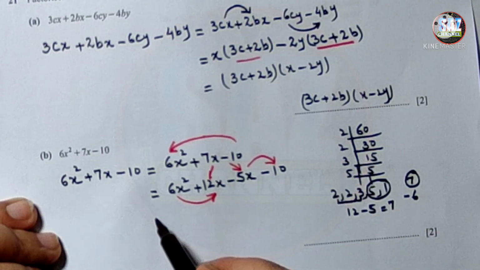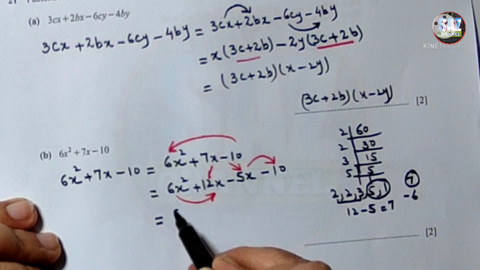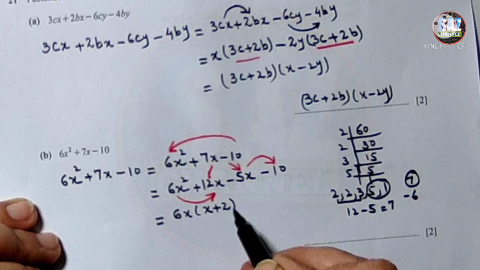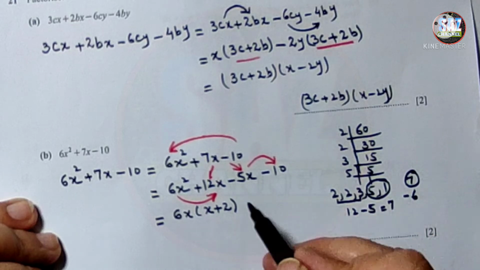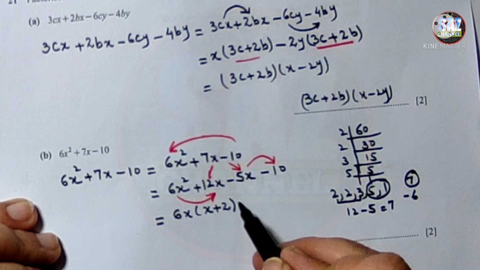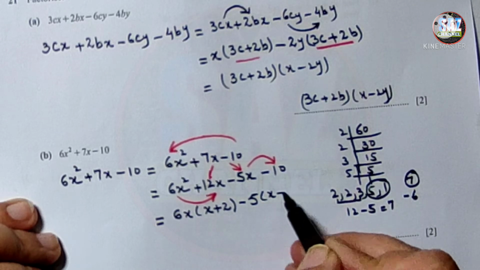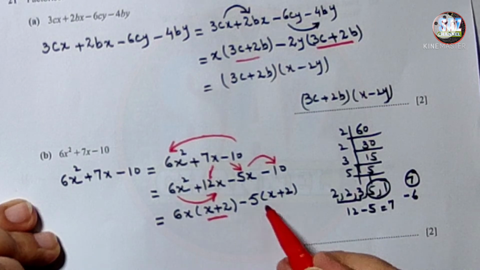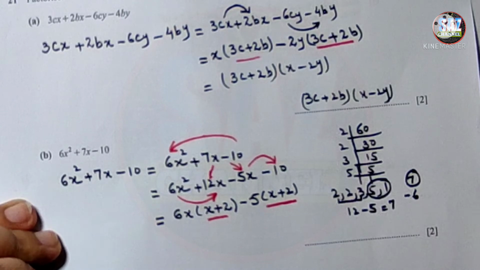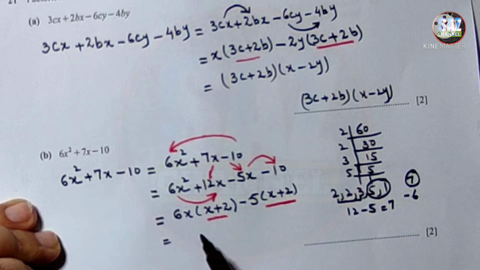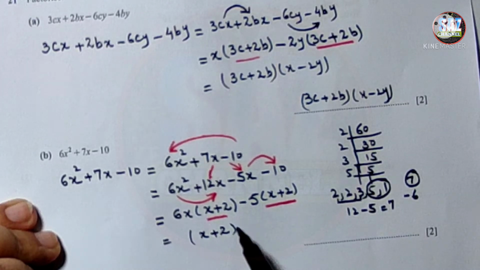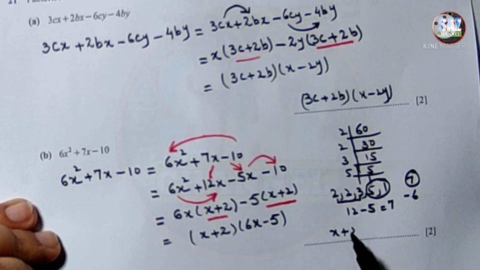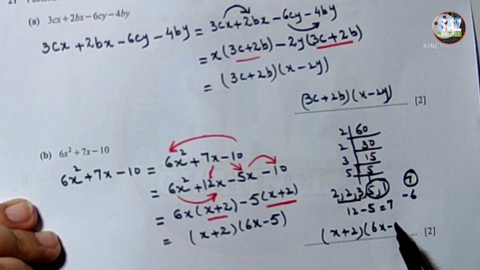From 6x squared and 12x, what can be extracted as a common factor? Table of 6, 6 and x. And inside the bracket, I am left with x + 2. Moving to the second group, - 5x - 10. Table of 5 is common with a minus sign, - 5 and x + 2. Again, look, this question is similar to the previous part. x + 2 is the common factor. Pull it out. And x + 2 and 6x - 5. So (x + 2)(6x - 5).